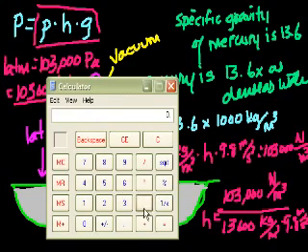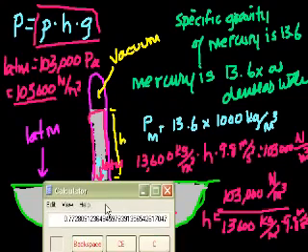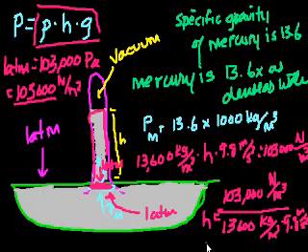Now let's just do the math. So let me type this in. I'll use the pointer. 103,000 divided by 13,600 divided by 9.8 equals 0.77. And we were dealing all with Newton. So height is equal to 0.77 meters.